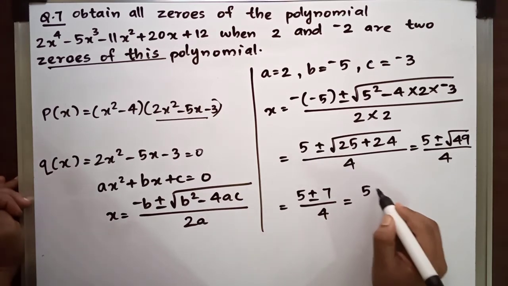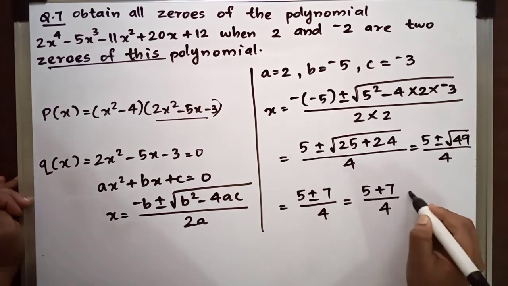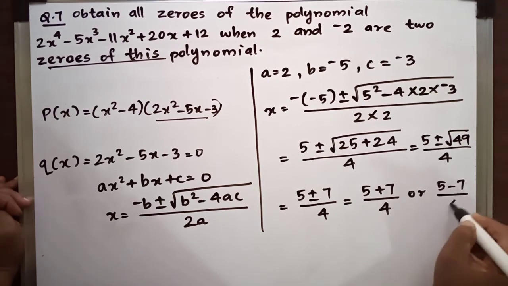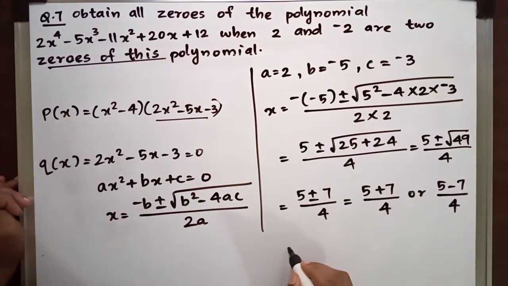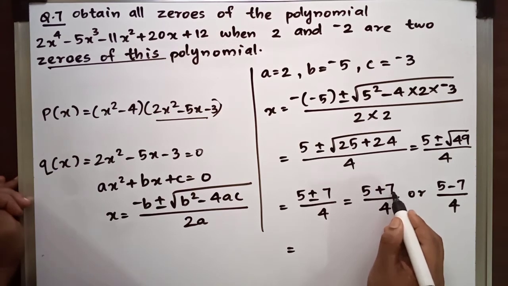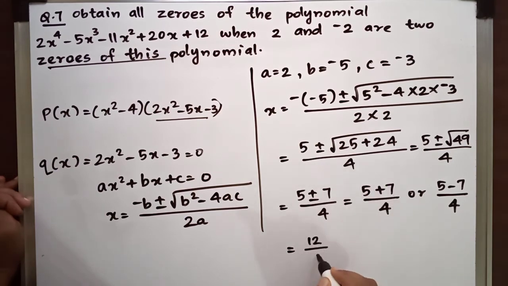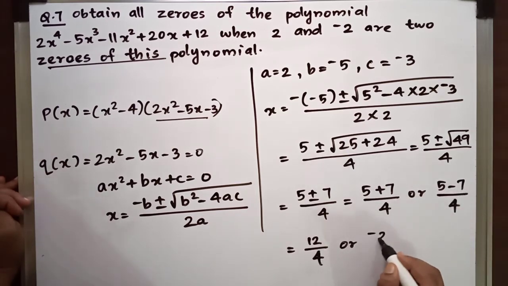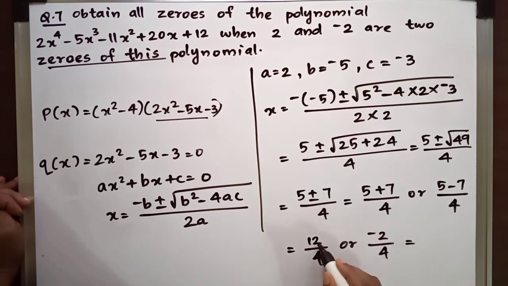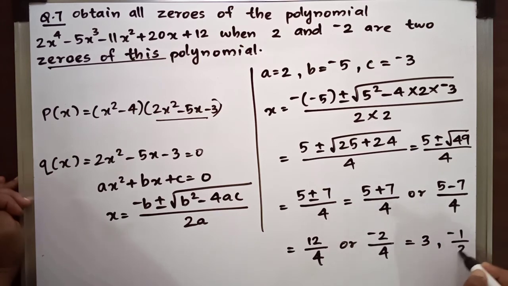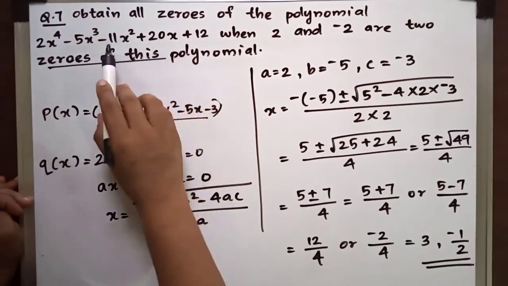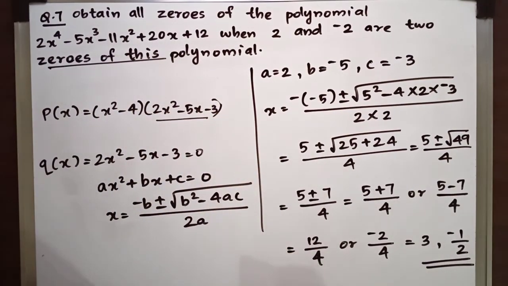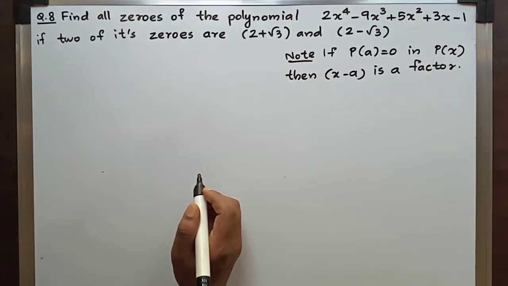We can take it as 5 plus 7 by 4 or 5 minus 7 by 4. 5 plus 7 is 12, so 12 by 4, or 5 minus 7 is minus 2, so minus 2 by 4. 12 by 4 is 3 and minus 2 by 4 is minus 1 by 2. So the other zeros of this polynomial are 3 and minus 1 by 2. This is our 8th question.